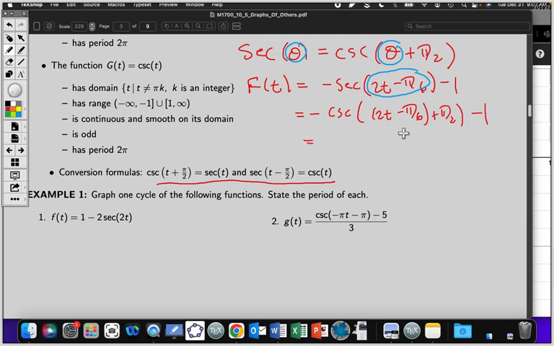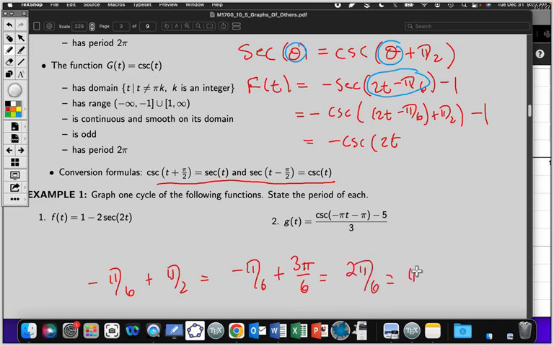And by golly, look what happens if you add those together. If I have minus pi over 6 plus pi over 2, get yourself a common denominator of pi over 6's. You're going to get 2 pi over 6's, which, guess what, is pi over 3. Which is exactly the formula we had for our g of t.